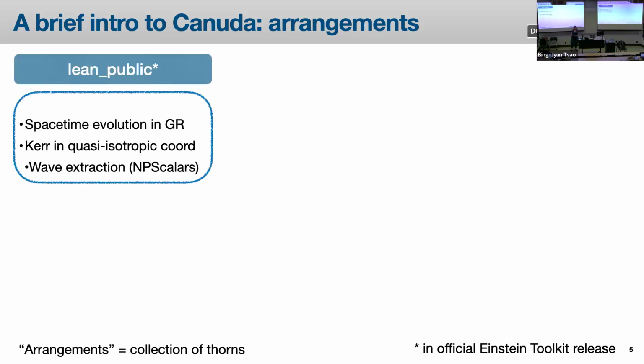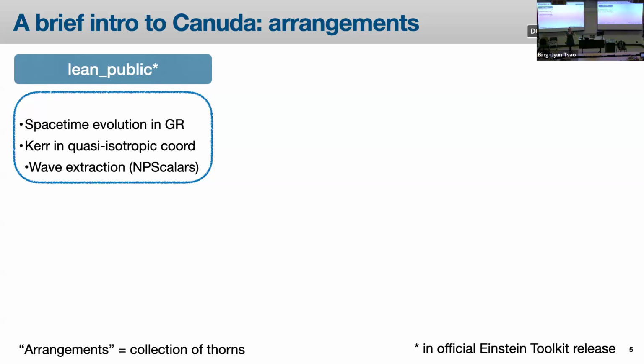So the first one is called Lean Public, and this is our space-time evolution code, where we have a thorn that really involves Einstein's equations in the Baumgarte, Shapiro, Shibata, Nakamura formulation with a puncture gauge. We also prepare Kerr in quasi-isotropic coordinates as analytical data. So you can either use this as initial data for a single black hole, or we oftentimes use that as our background spacetime to then look at scalar or vector field perturbations around those. So that's in there.